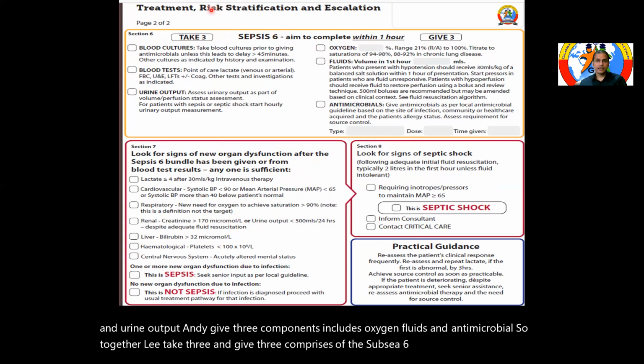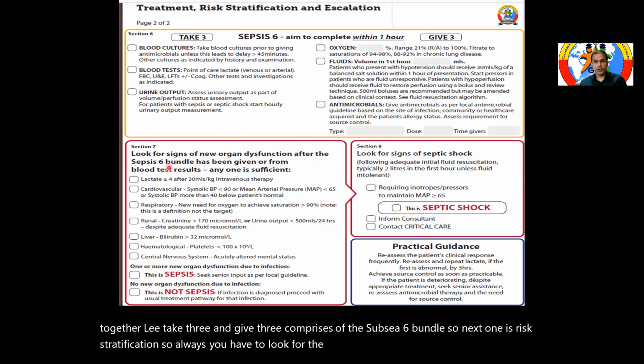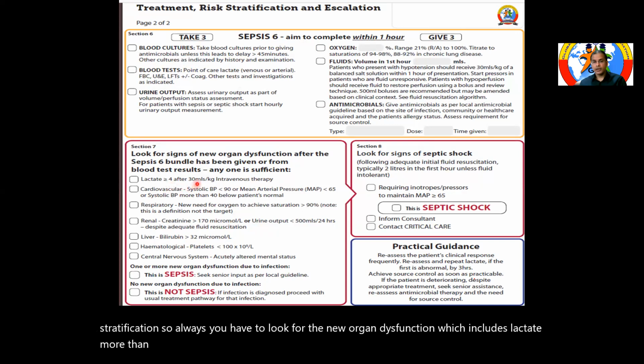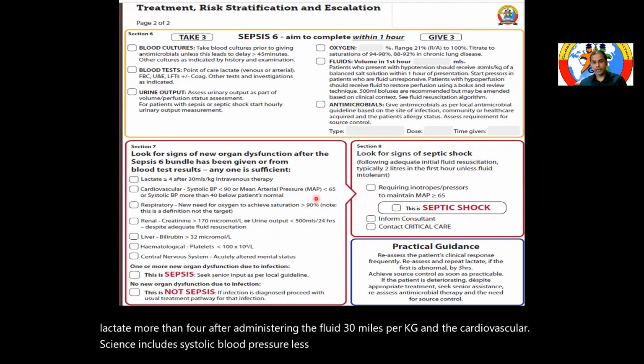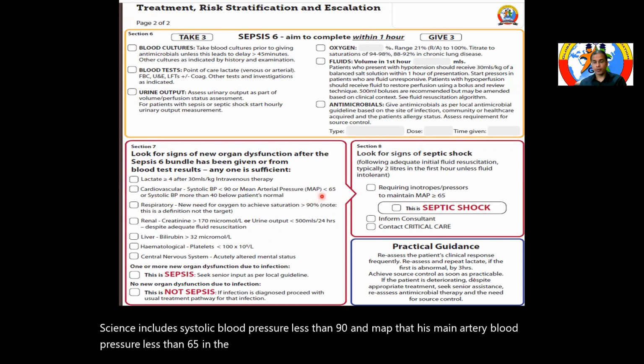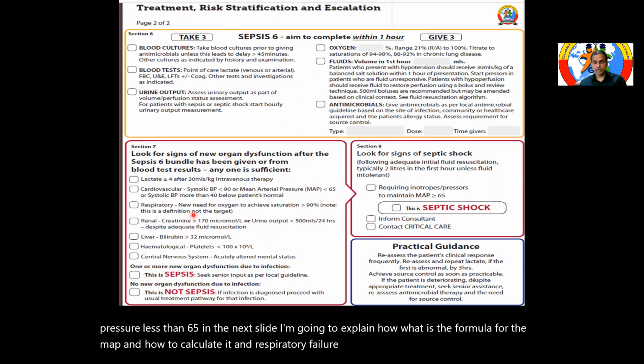So next one is risk stratification. Always you have to look for the new organ dysfunction, which includes lactate more than 4 after administering the fluid 30 ml per kg. And the cardiovascular signs include systolic blood pressure less than 90 and the MAP, that is mean arterial blood pressure, less than 65. In the next slide, I'm going to explain what is the formula for the MAP and how to calculate it.